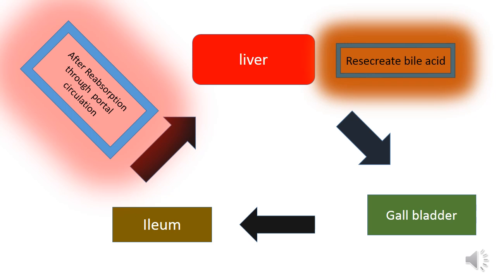So this is what goes wrong in case of Crohn's disease. There is inflammation of the ileum, so the bile acids are not effectively reabsorbed. So in other terms, there is malabsorption of bile acids, which results in a decrease in reuptake of these bile acids by the liver, which eventually leads to decrease in secretion of these bile acids by the liver.